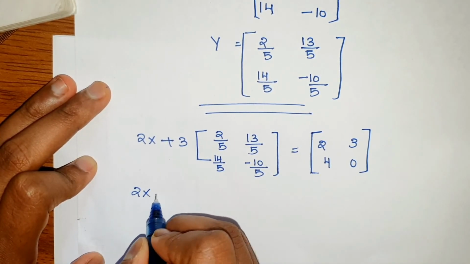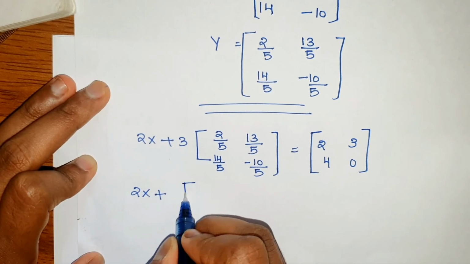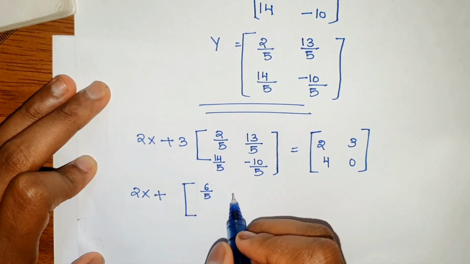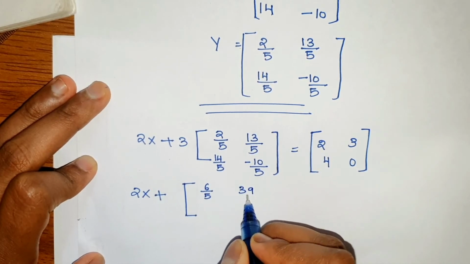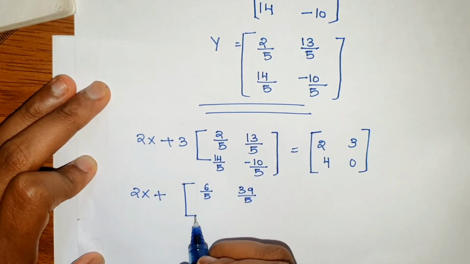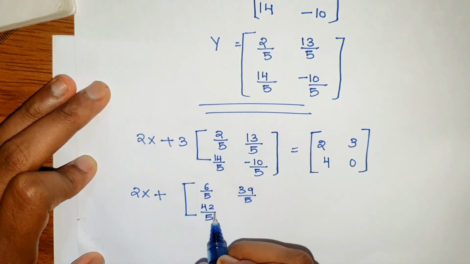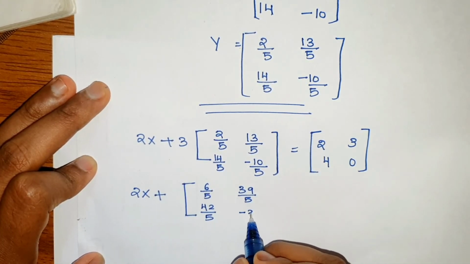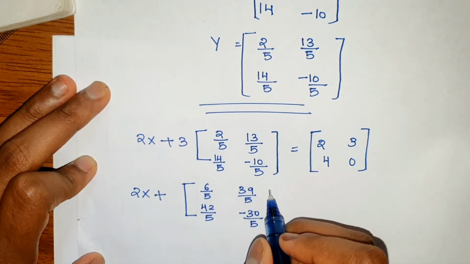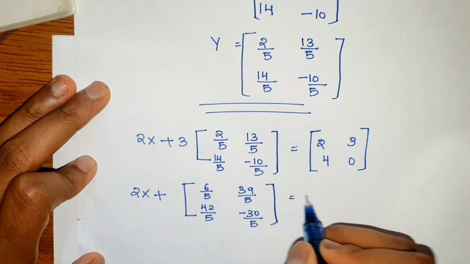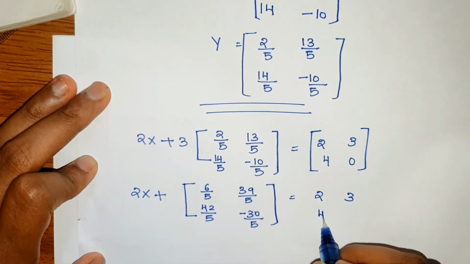So 2x plus 3 2s are 6, 6 by 5, and 13 into 3 is 39, 39 by 5. 14 into 3 is 42, 42 by 5. 3 into minus 10 by 5 is minus 30 by 5. Minus 30 by 5 can be written as minus 6. This is equal to 2, 3, 4, 0.